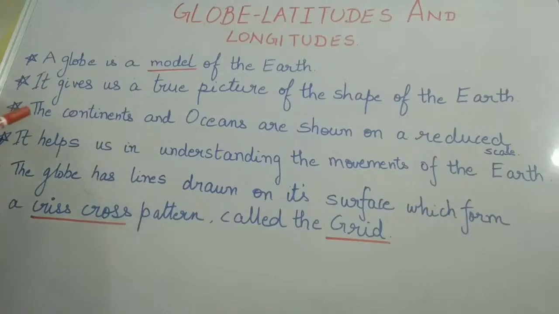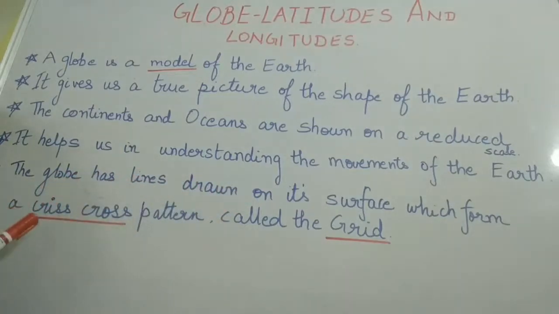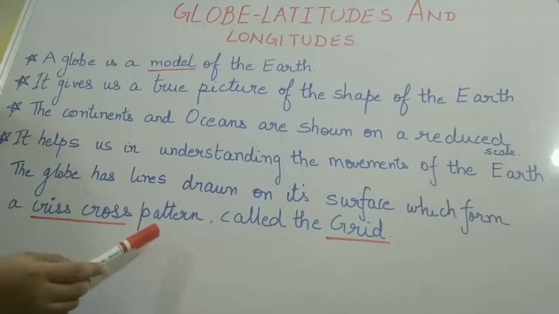The continents and oceans are shown on a reduced scale because the globe is not as big as our earth. It helps us in understanding the movements of the earth. Here we are talking about movements like rotation and revolution. Last point, the globe has lines drawn on its surface which form a criss-cross pattern called the grid.